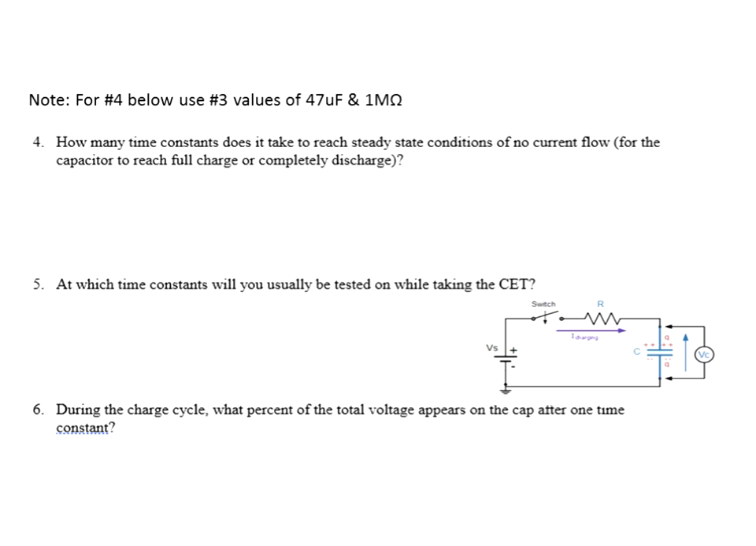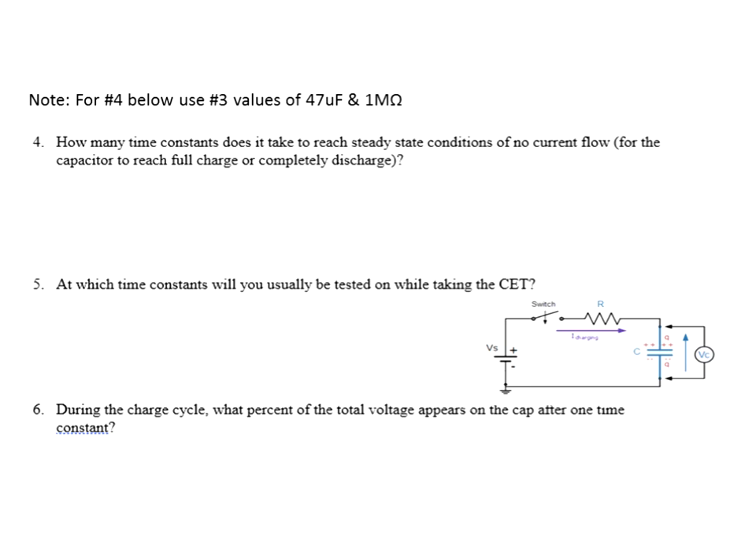All right, how many time constants does it take to reach steady state conditions, where no current flows, for the capacitor to reach full charge or completely discharge? Well, that would take 5 time constants. So number 4, your answer would be 5 time constants. But for number 4, use the values in number 3. Well, we said 47 microfarad and 1 megaohm was 47 seconds, because that's R times C, that's where we get the 47 seconds from.